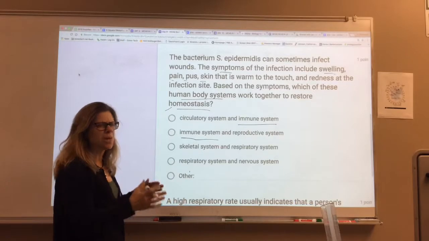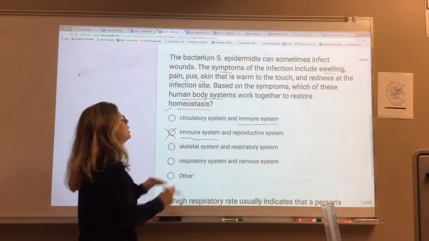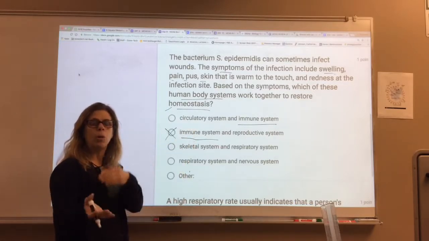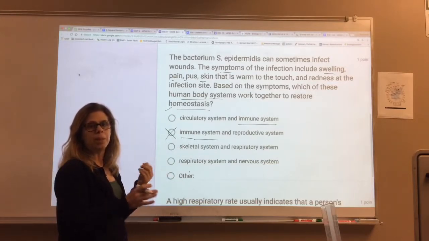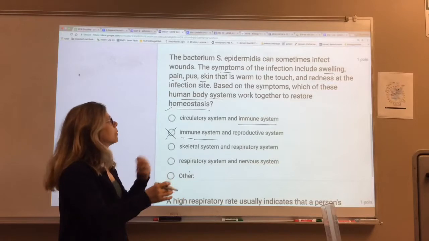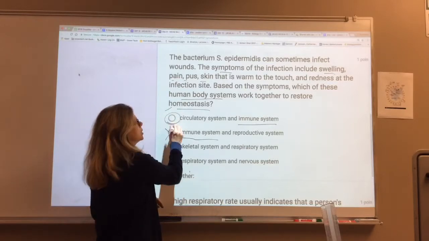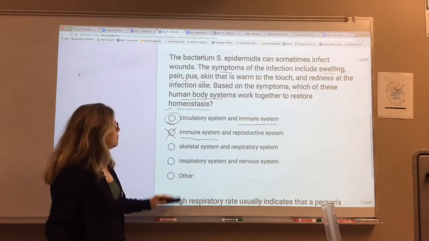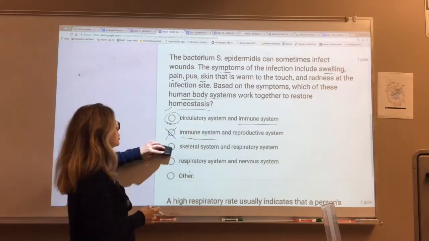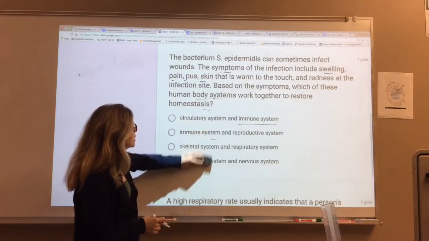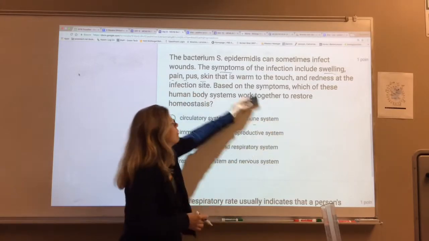Reproductive system doesn't really play a role here, so I know that's out. And circulatory system will carry antibodies to the cell. It also will be able to dissipate heat or improve heat. So it's circulatory system and immune system. All right? So again, think about how they work together. The circulatory system carries the antibodies to the site, and the immune system is what's going to have the antibodies to fight the infection.